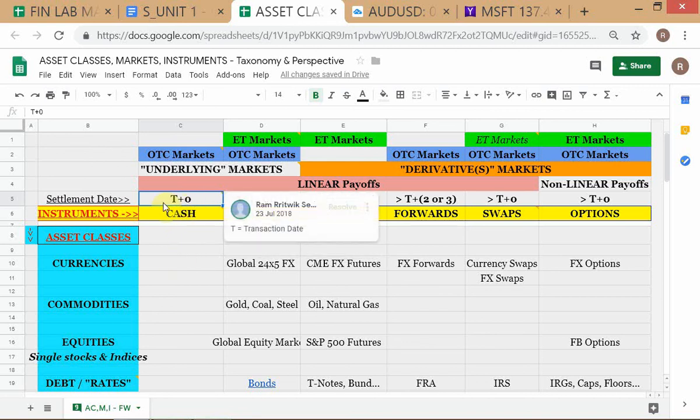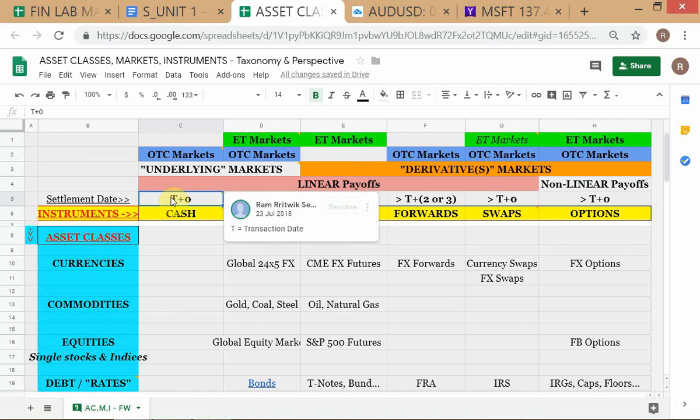Similarly here, how are you supposed to read this? This particular row refers to the settlement dates for each type of transaction or instrument. Settlement date for cash transactions is T plus 0, where T is the transaction date. T plus 0 means the same as the transaction date. So a transaction done for value cash is one in which the transaction date and the settlement date are the same.